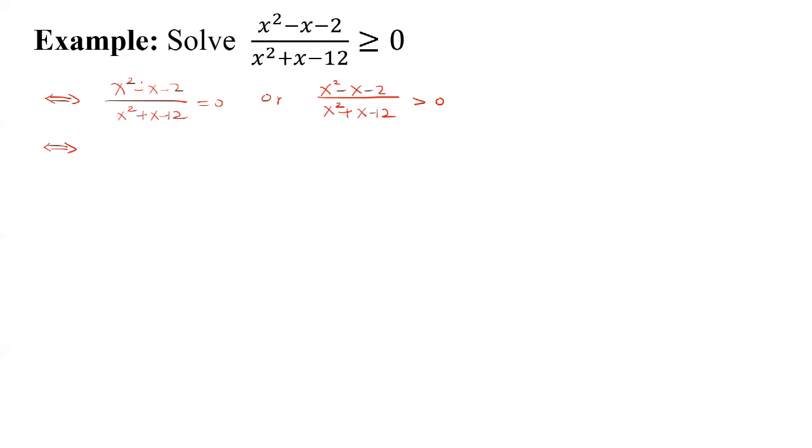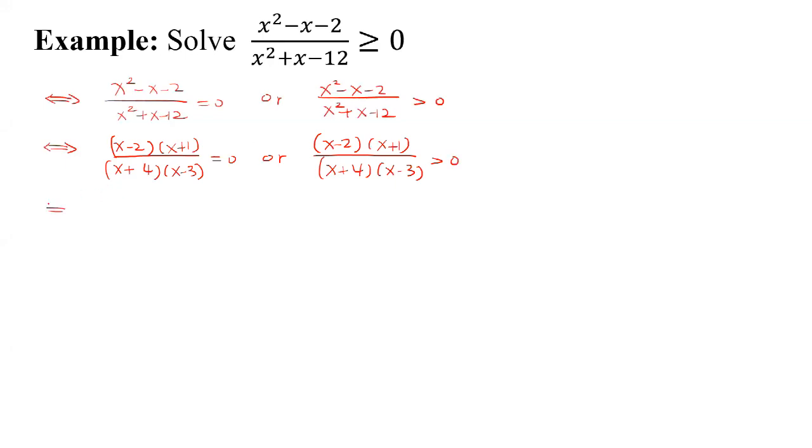okay, next let's factor the expression in the numerator and denominator. So this is why we have practiced a lot on factoring, right? Or we can also have (x minus 2)(x plus 1) over (x plus 4)(x minus 3) greater than 0, right?